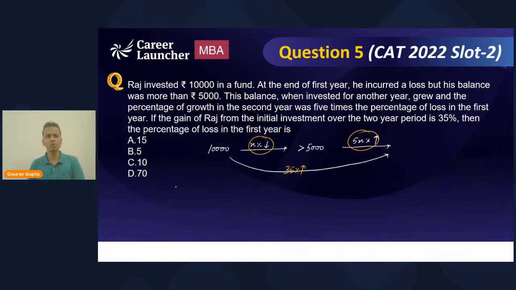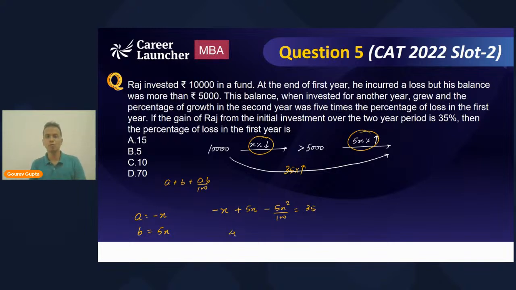So here I can use the method of successive percentage change, A plus B plus AB upon 100, where the value of A will be minus X and the value of B will be plus 5X. Why minus X? Because the money is reduced by X percentage. Now substitute the values of A and B in the formula and equate it to the net percentage change, which is 35 percentage. So minus X plus 5X minus 5x square upon 100 is equal to 35. This will be the equation.